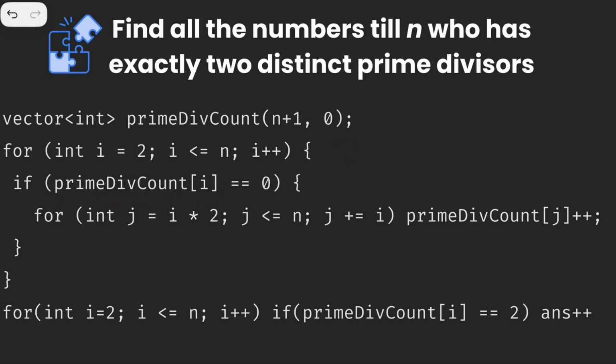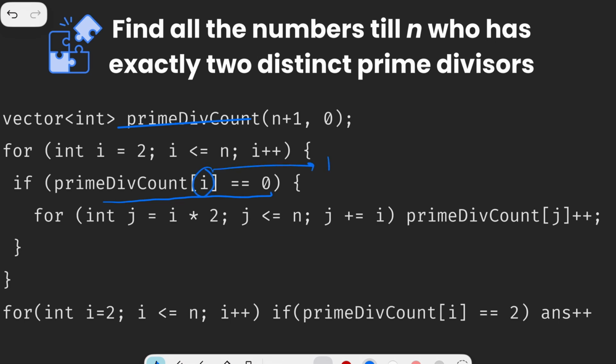Remember why we used is prime array? To check whether a given number is prime or not, so that we can execute the inner loop. But we can do that using the prime divisor count array as well. If prime divisor count of I is 0, that means that particular number I is a prime number. Then we will execute the inner loop.